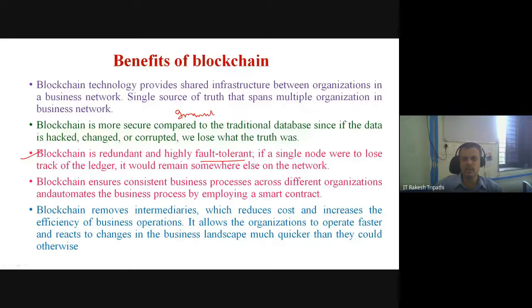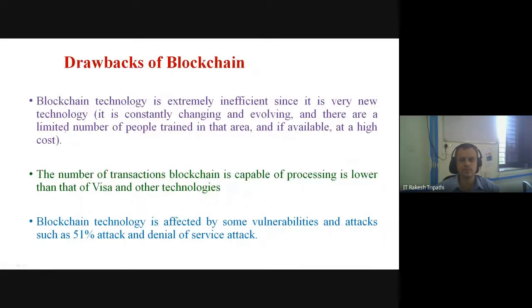And how it is immutable, we'll see. It is immutable, and nobody can change it. Okay, it removes the intermediary. You don't require any intermediate body that will be taking care of the transaction happening between two nodes.